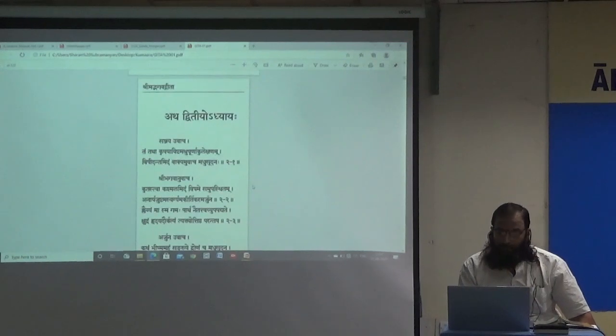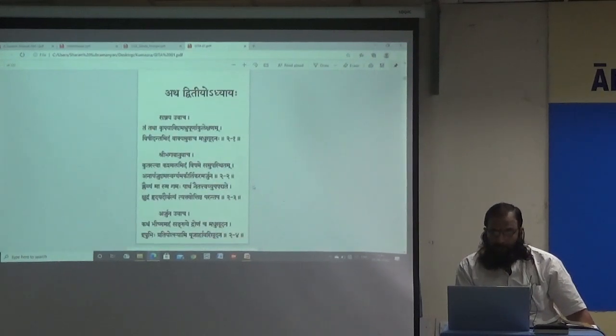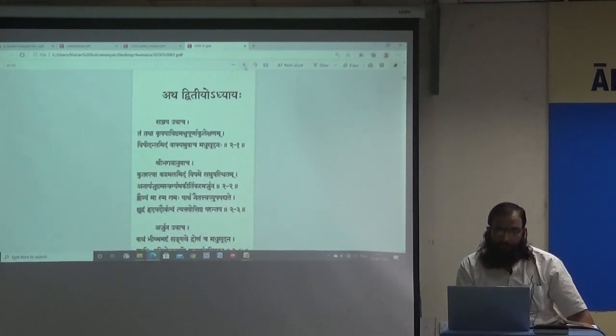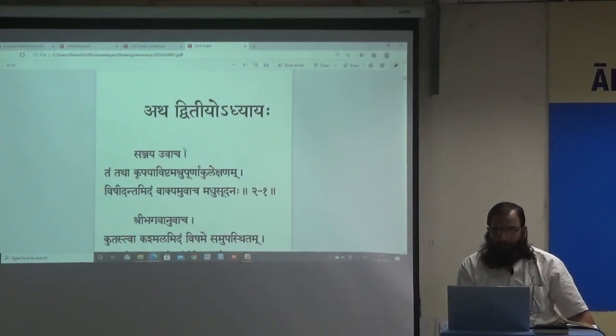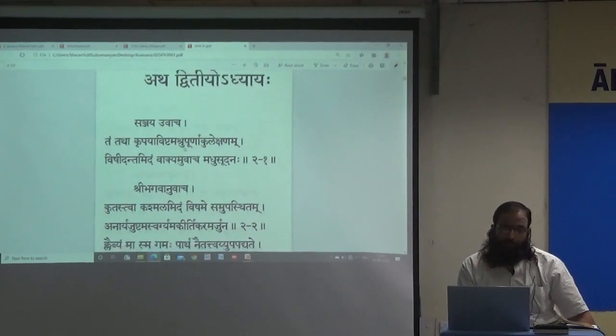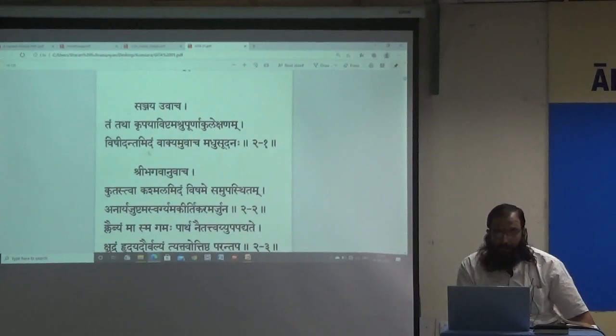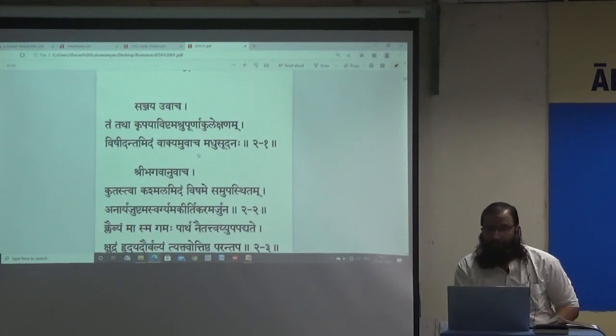So the second chapter is here. Vishidantam idam vakyam uvacha Madhusudanaha. This is here, second line. Tam tatha kripayavishtam ashrupurnakulekshanam vishidantam idam vakyam uvacha madhusudanaha.